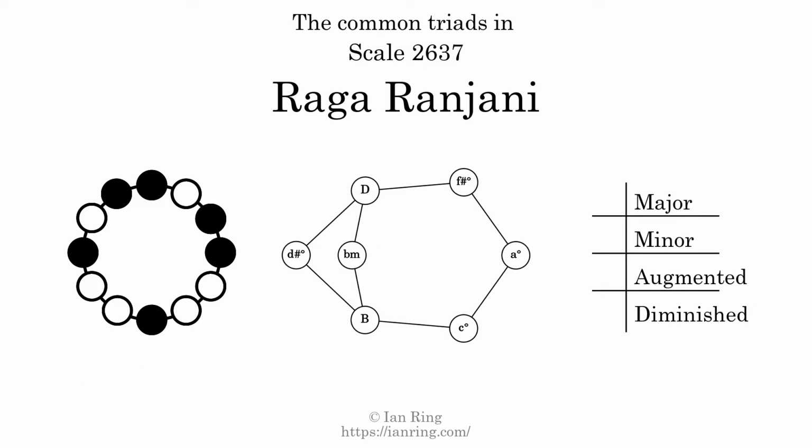101001001101. Here are the common triads present in this scale. The diagram in the center is a graph of parsimonious voice leading between triads. There are 2 major triads. There is 1 minor triad. There are no augmented triads. There are 4 diminished triads. Here is a Hamiltonian path of parsimonious voice leading that uses all the triads.